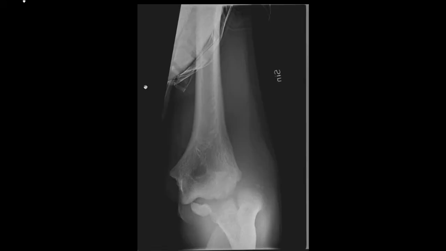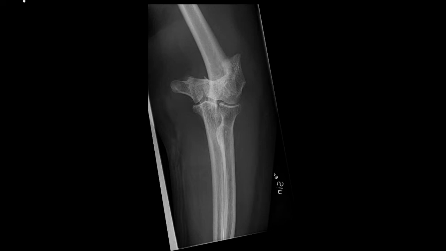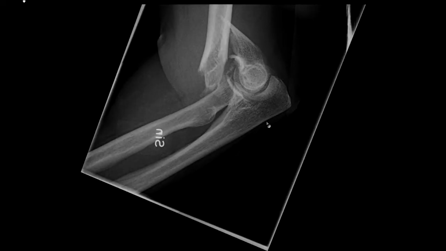And that was a quick overview of luxations. Now let's head on to fractures. Alright, so let's go to the easy stuff, the fractures. Clearly, something is wrong with this elbow. And yes, it looks amazingly bad.